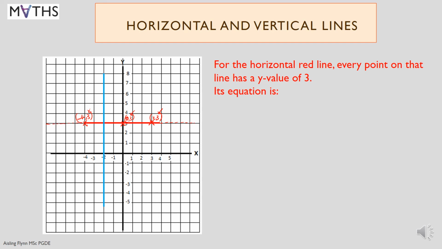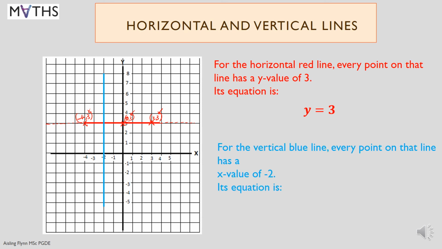Okay, so the equation that describes this red line, which is horizontal, is simply y equals 3. That's the y equals 3 line, where every point all along it has y value 3. Okay, and similarly for the vertical blue line, every point on that line has an x value of -2.